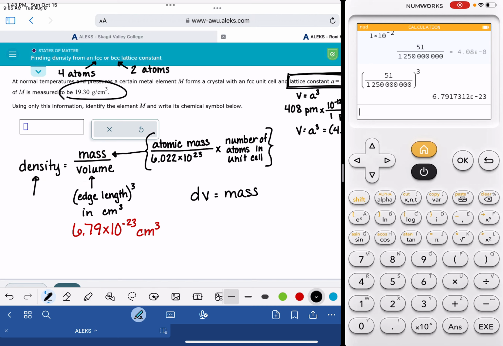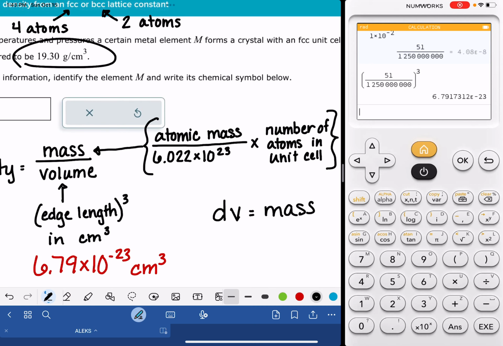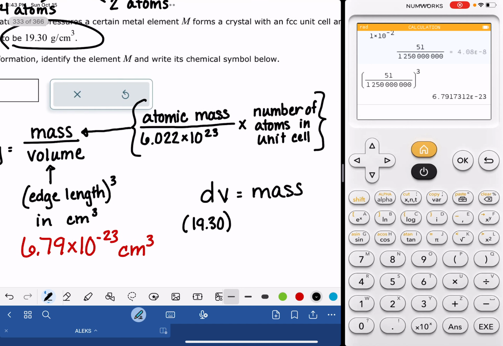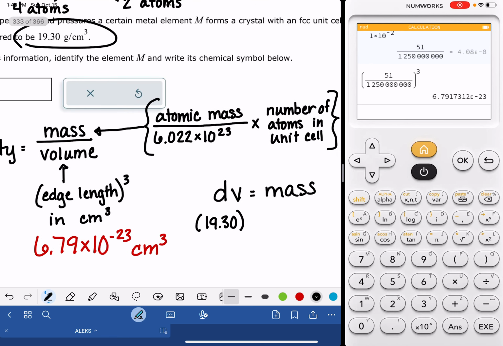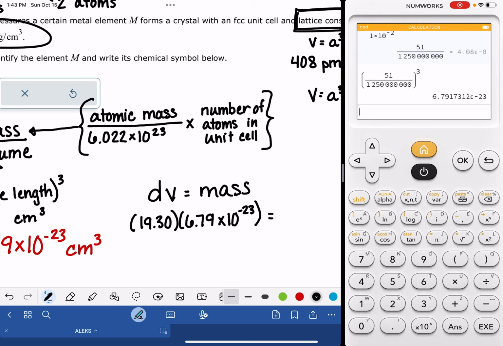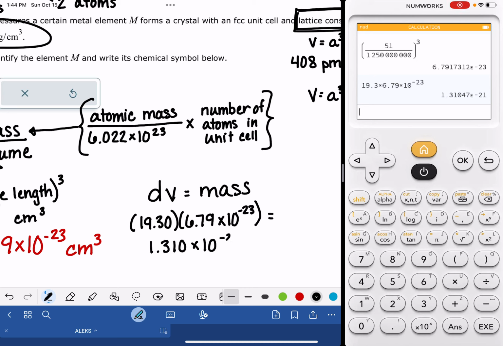And I am going to plug in the density that I was given in the problem, which is 19.30, in units of grams per cubic centimeter. I'm going to leave the units off just to save space on the screen here. And then I'm going to multiply that by the volume calculation that I did earlier, 6.79 times 10 to the negative 23rd. Again, I'm leaving my units off. And this is going to give me my mass, 19.3 times 6.79 times 10 to the negative 23rd. This gives me a mass of 1.310 times 10 to the negative 21.